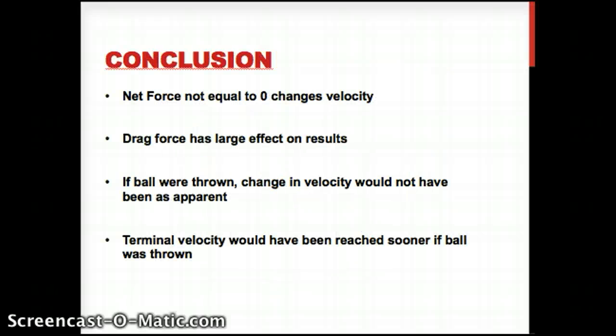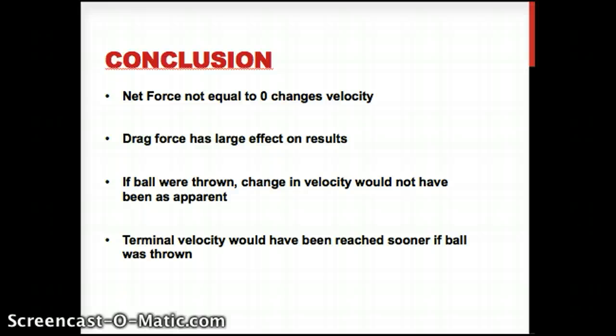So in conclusion, in comparison to the last lab we did, the net force is not equal to 0, so the velocity does change. And that's interesting to see when you plug that into the computational model. It's obvious the drag force has a large effect on the results.